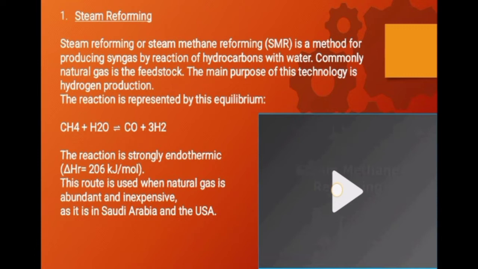So methane, CH4, plus water, H2O, will produce carbon monoxide, CO, and hydrogen gas, H2. This reaction is strongly endothermic, delta H 206 kilojoules per mole. This route is used when natural gas is abundant and inexpensive, and it's commonly used in Saudi Arabia and USA. For the process of steam reforming, you can see the corner of the slide.